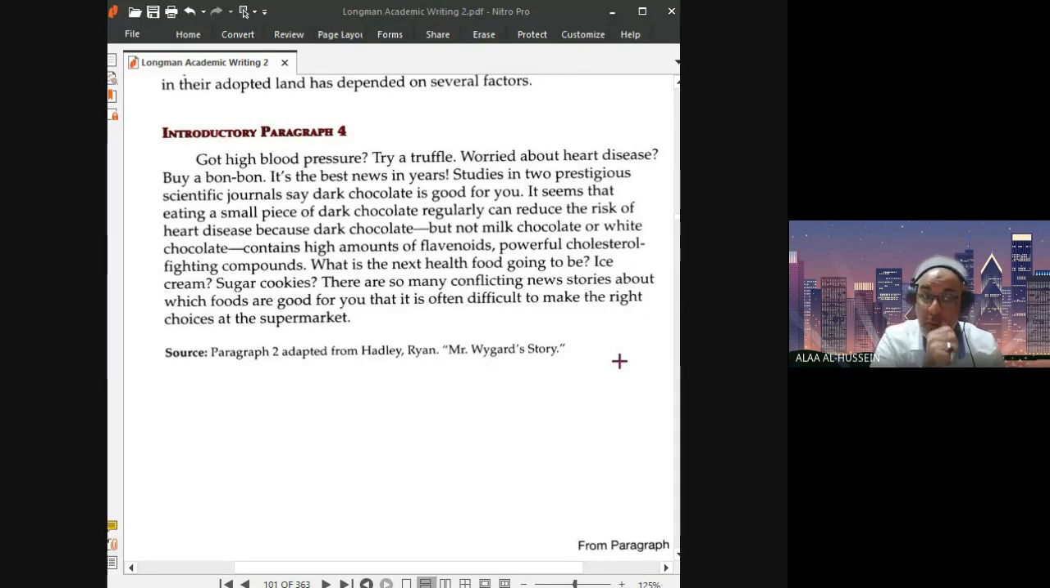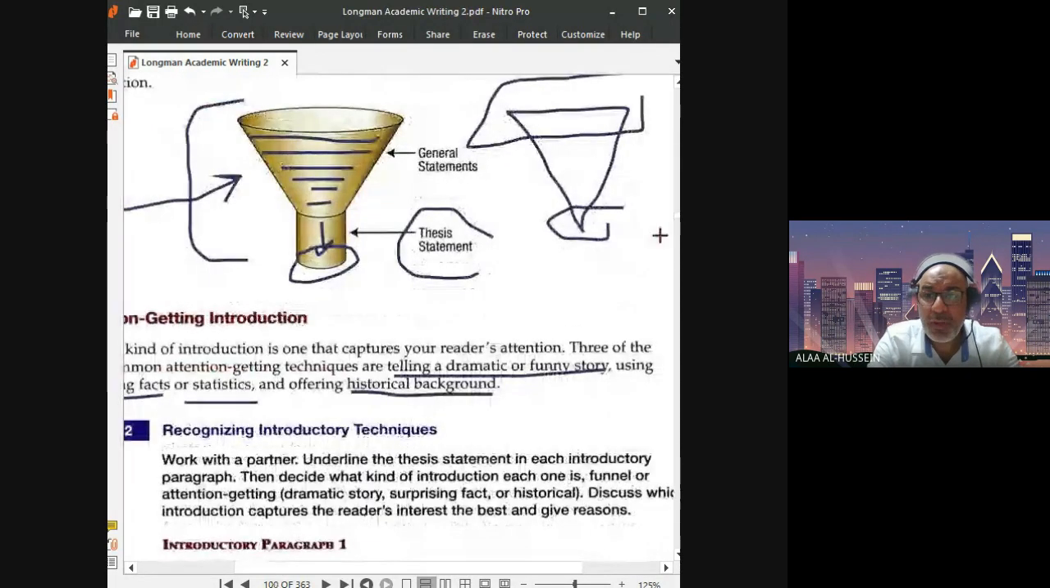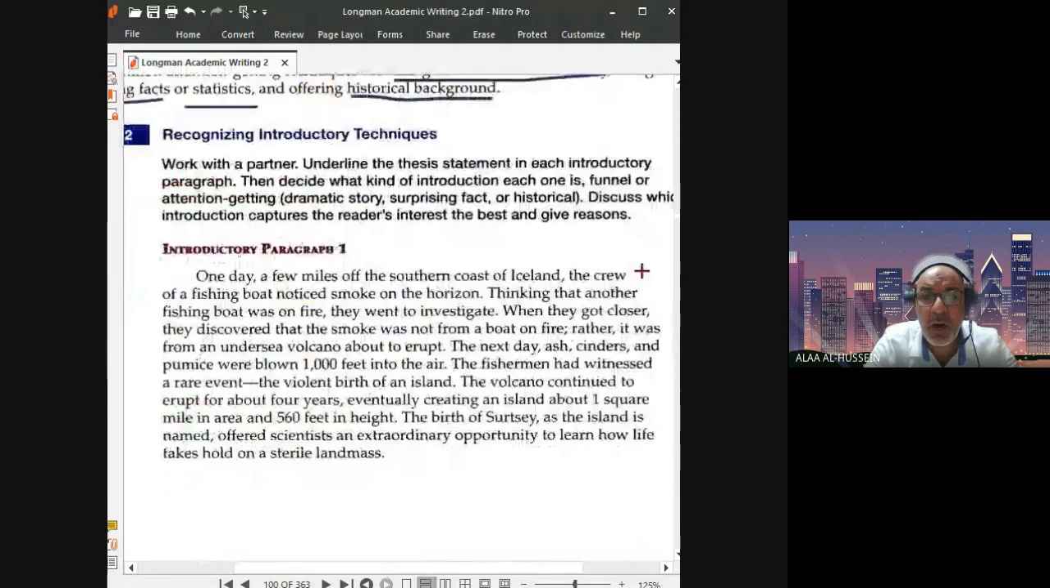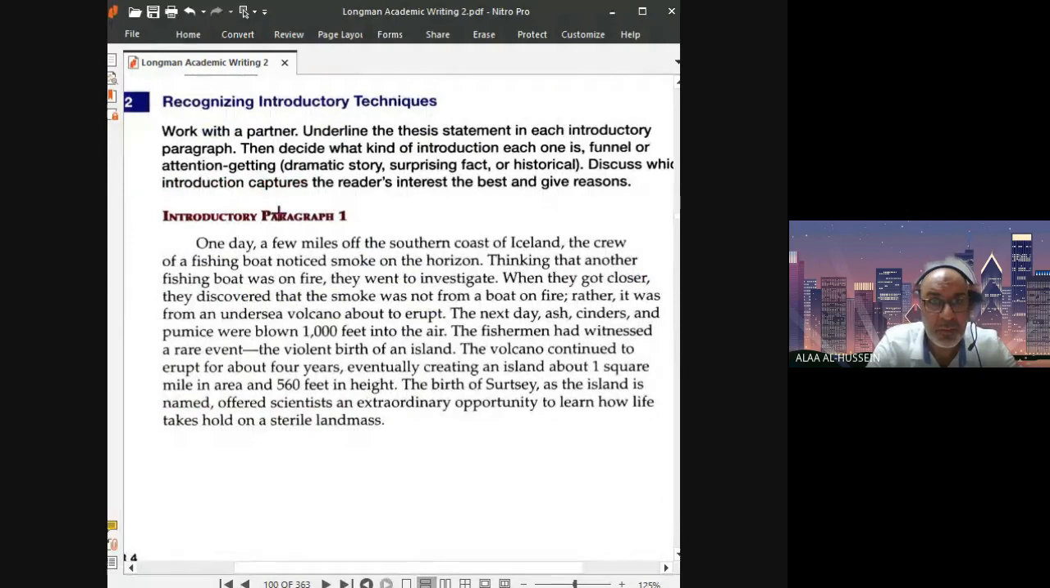So here we have read four sample introductory paragraphs. Now, can you tell me what type of paragraphs are they? For example, paragraph number one. Raise your hand and answer me. And I want you to tell me the reason why you consider this as funnel or as getting attention.